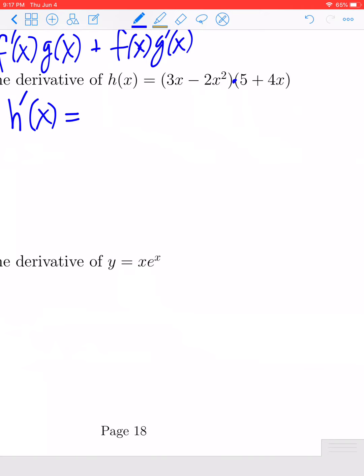So in this example, the function 3x minus 2x squared is like playing the role of f, and the function 5 plus 4x is like playing the role of g. According to the product rule, it's the derivative of the first times the second plus the first times the derivative of the second.